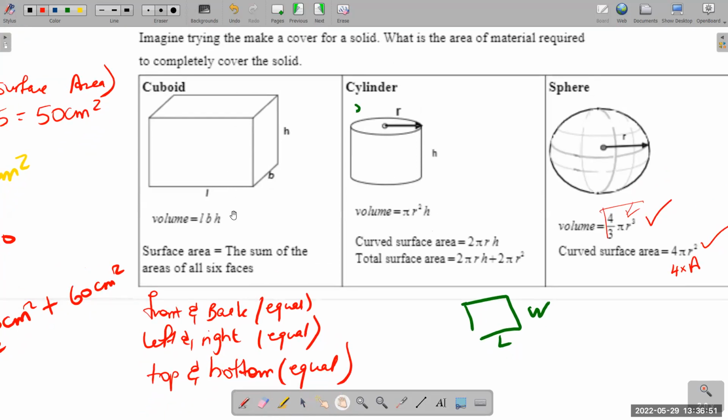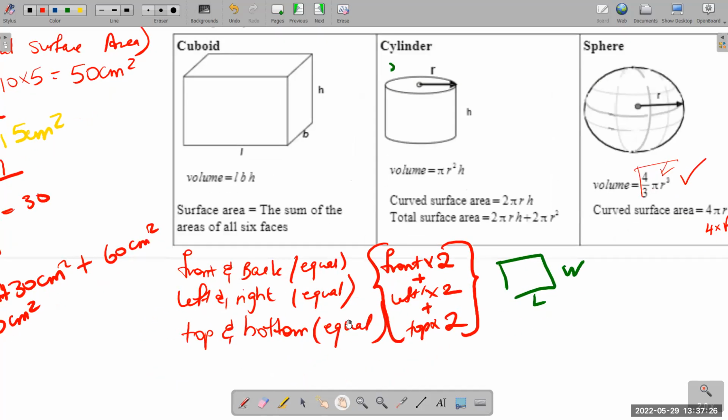But to make work easier, do I have to find each face individually? The front is going to match the back, so front and back are equal. If you find the front, you just find the front and multiply by 2. Everybody with me? Same thing, left and right are equal, so you find the left and multiply by 2. And top and bottom, you find the top and multiply by 2. When you add them all up, that gives you the total surface area, because then you have the area of all of the surface: the front, the back, the top, the bottom, the left and the right. Everybody understand that concept?